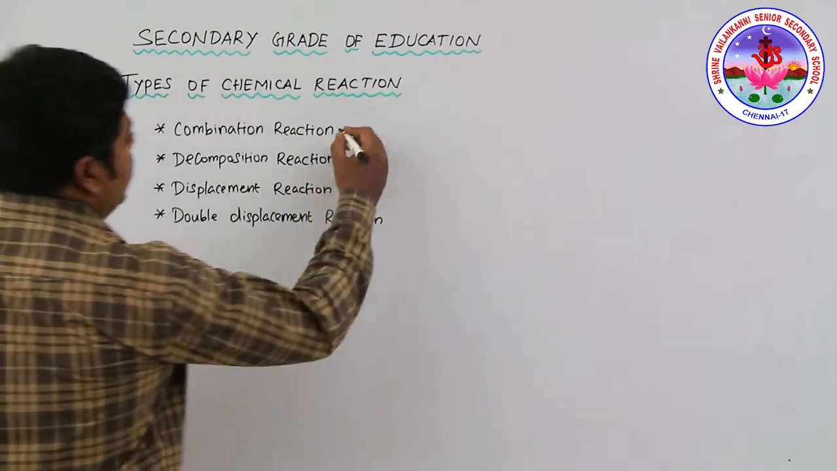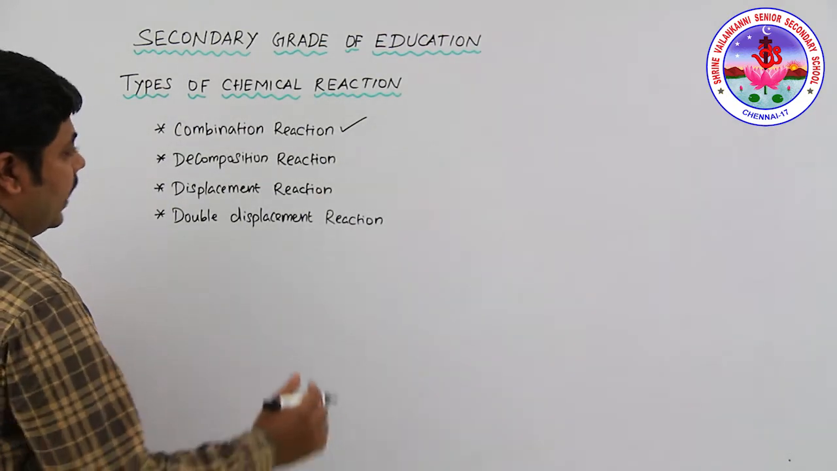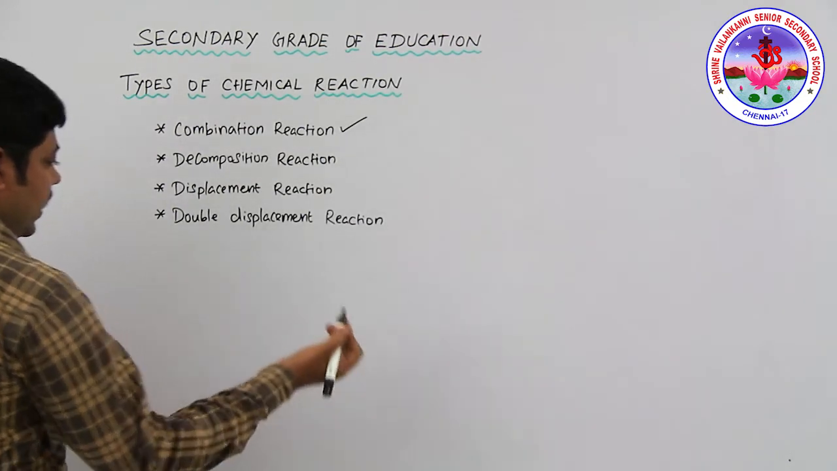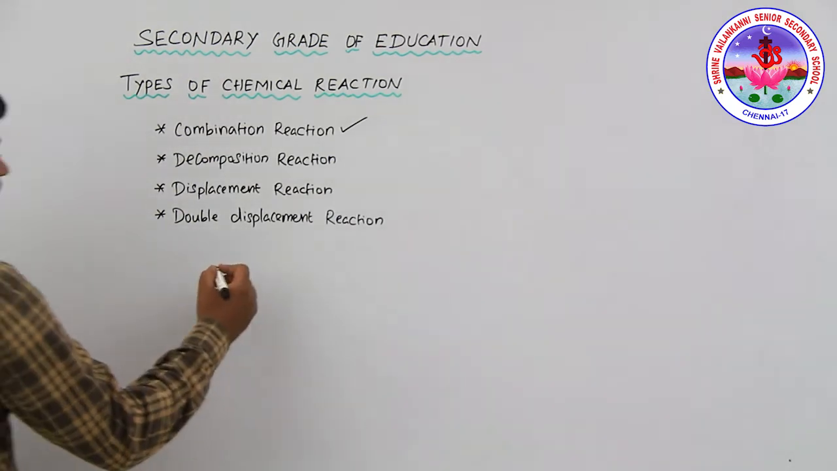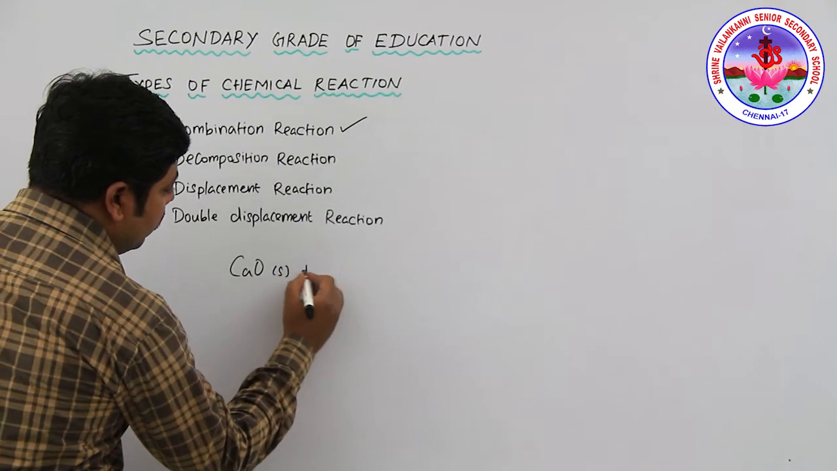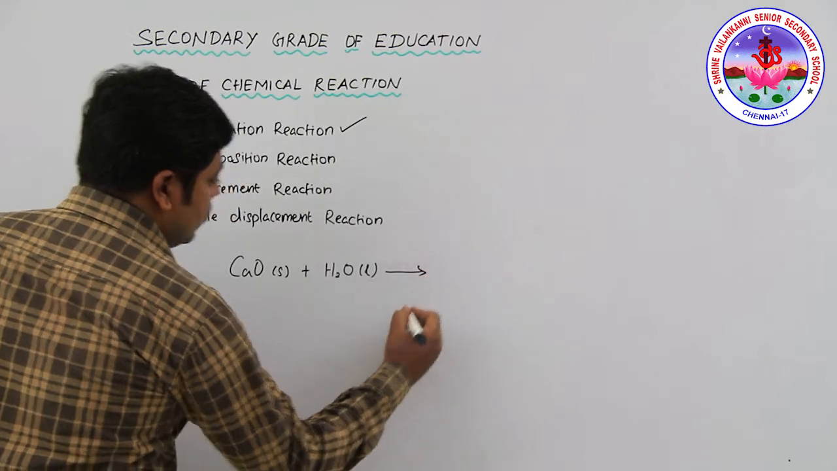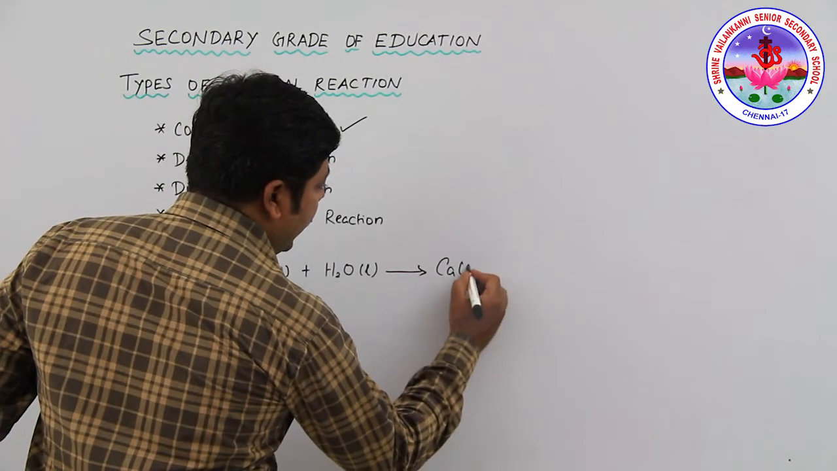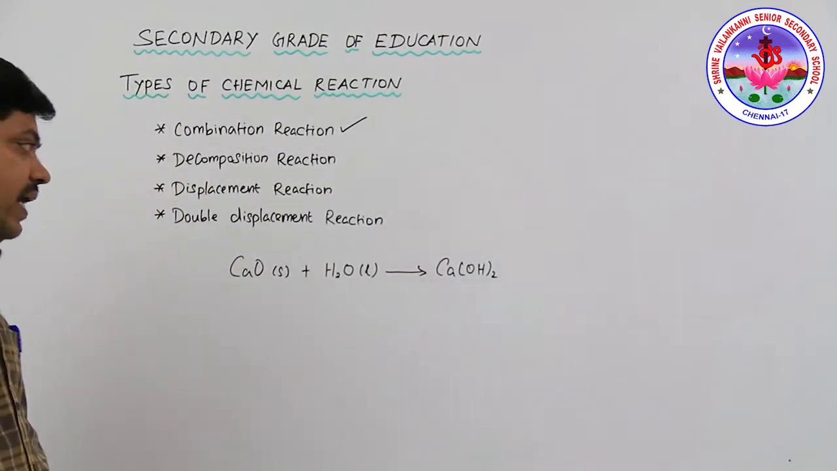What is a combination reaction? Here the combination reaction means 2 reactants give a single product. For example, carbon reacts with oxygen, hydrogen reacts with oxygen to form water, carbon dioxide, then calcium oxide. The solid calcium oxide reacts with water to give calcium hydroxide. So this is an example of the combination reaction.